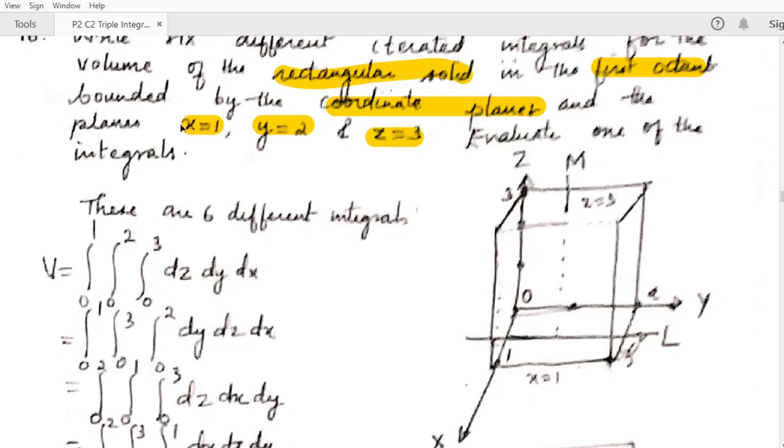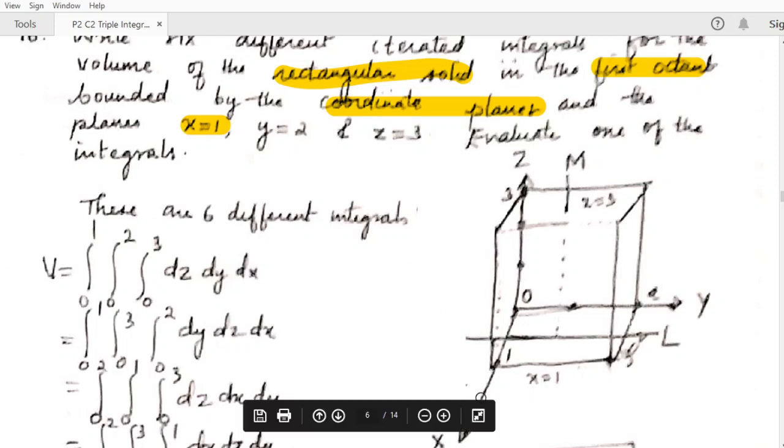So now let us see what these planes are. First let us see the plane x equal to 1. x equal to 1 means it is the plane which is passing through the point x equal to 1. This is our point 1 on the x-axis.